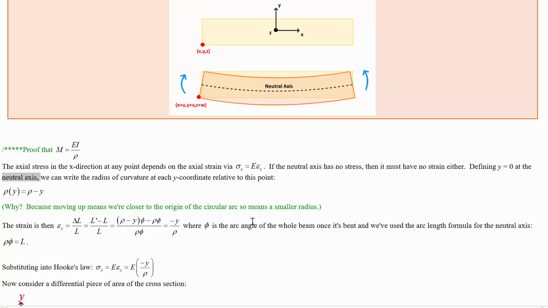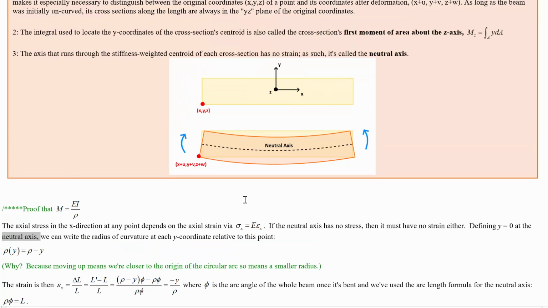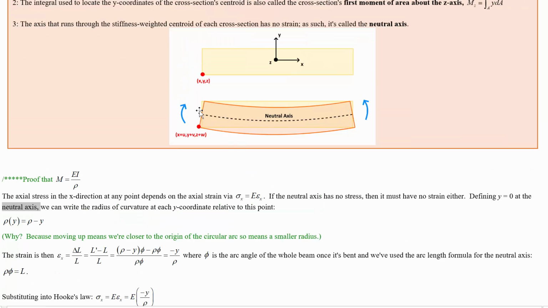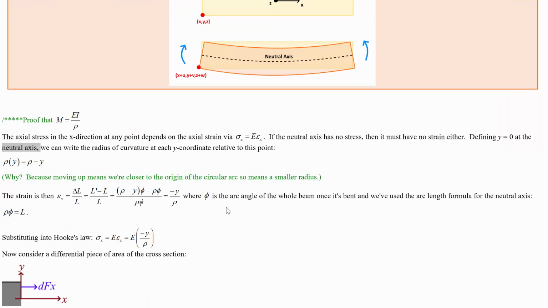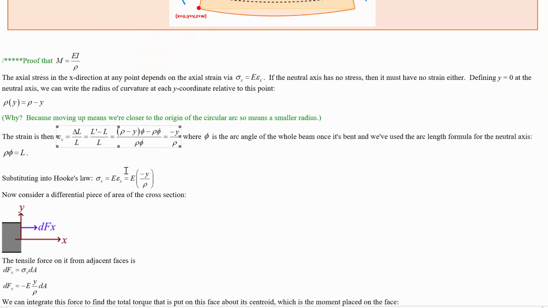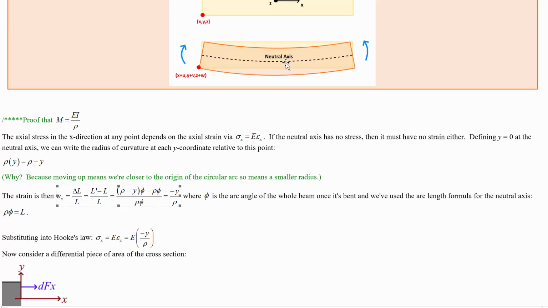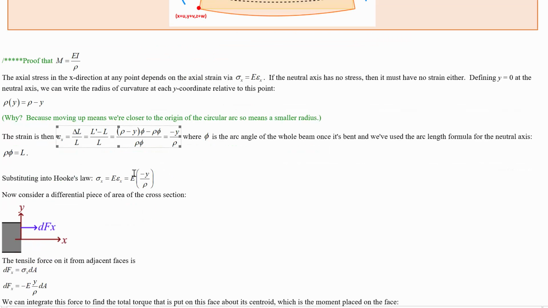So phi again is the arc angle of the whole beam once it's bent, and we've used the arc length formula for the neutral axis, that the length of an arc is the radius of the circle that it's an arc of multiplied by the arc angle. So if this thing is the strain, then the stress has to be equal to that times the stiffness in the length direction. We're just going to call that E, keeping in mind that we would have to replace the regular Young's modulus with the effective stiffness in the length direction if we've got some strange boundary conditions going on, like we saw a couple weeks ago.